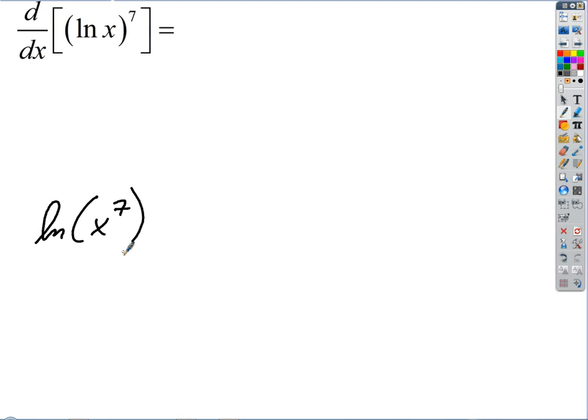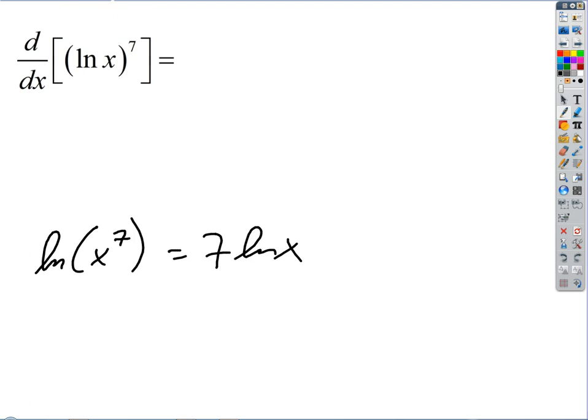Log of a power ratchets down to a product, so this becomes 7 log x. That would have made things easy, but that's not what this is up here, is it? No, this is a composition of functions, with a log on the inside and a power function on the outside. So how do we have to deal with that one?